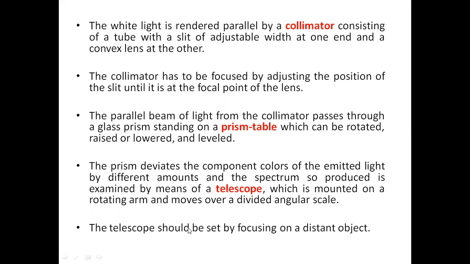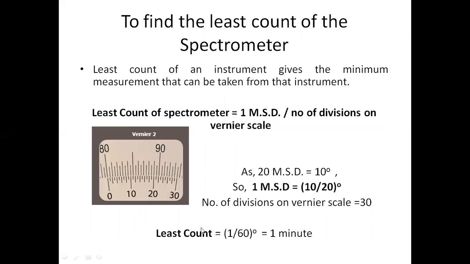Initially, the telescope should be set by focusing on a distant object. This is the first step that you do in this experiment, that is to focus the telescope. Next comes is to find the least count of the spectrometer. So for taking the reading of the vernier scale, it is important to find the least count of the spectrometer. So least count of the spectrometer is given by this formula, which is one main scale division divided by number of divisions on the vernier scale.